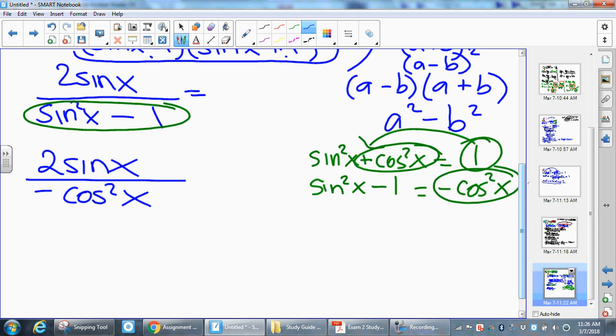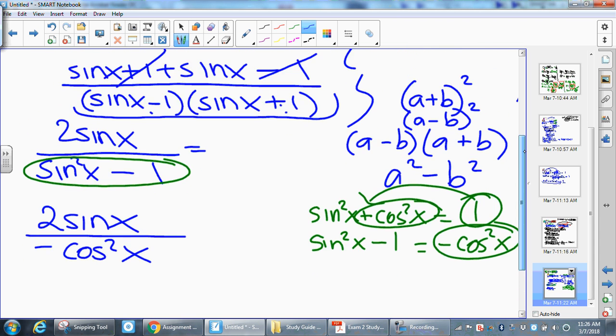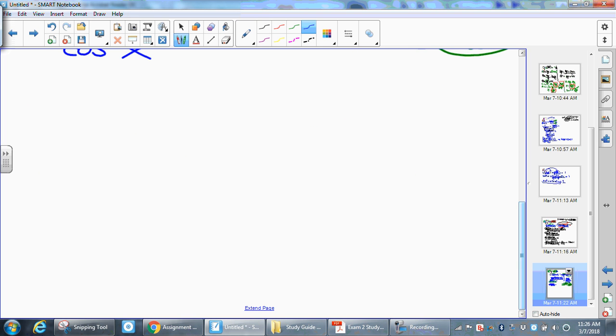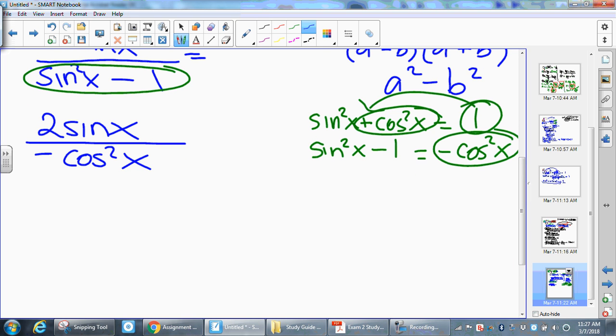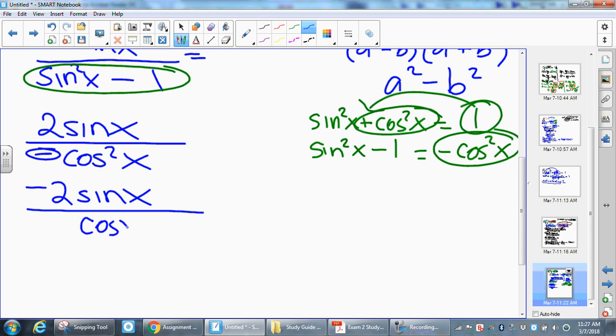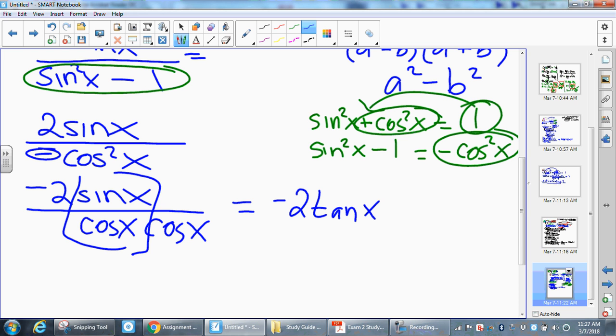Now I'm going to place the negative on the numerator. It's okay as long as it's only in one, the numerator or denominator, but never both. So negative 2 sine x, and then the cosine squared x, I'm going to factor into cosine x times cosine x. Then we group these two together, and what do we get? Tangent. And then what do we get? 1 over cosine, secant. Okay, and that's it.